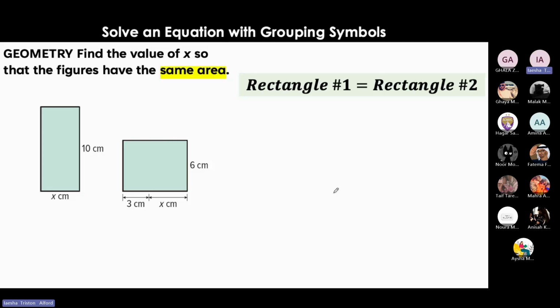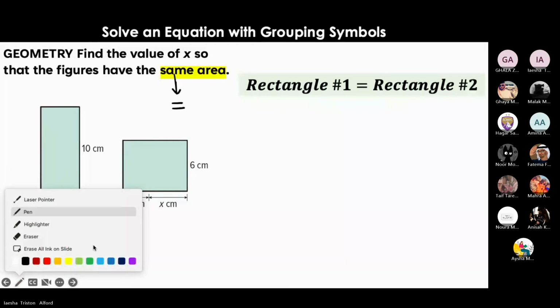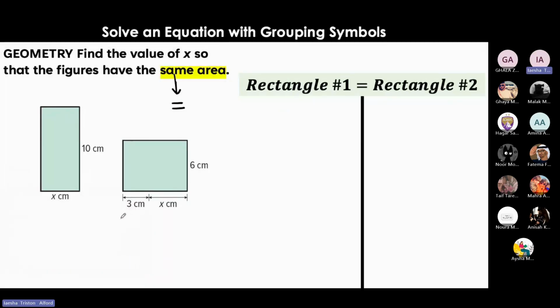Once you have that, you can put the equation. What is the area for rectangle 1 and for rectangle 2? When they write "same" here, it means they should be equal. The hard thing is to write the equation; the easy thing is the solving. So for rectangle 1, we have 10 times x, and for rectangle 2, 6 times 3 plus x. Try to always keep the number on the left side of the parentheses.